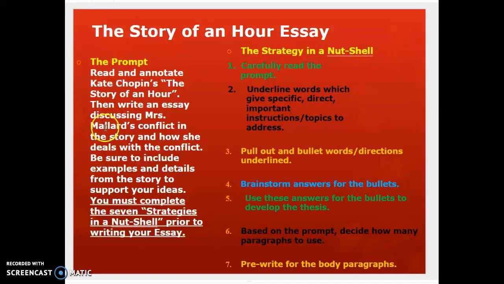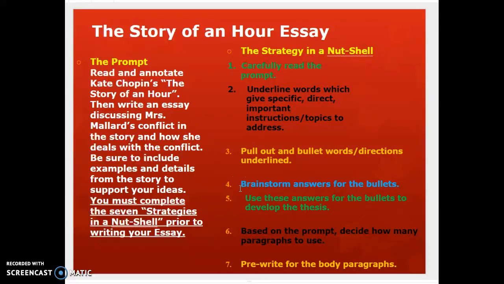Also, another thing you might pull out and bullet is how she deals with the conflict. That's part of what you must address in this essay. So pull out all the parts you find important and necessary to respond to and make a bullet point list.